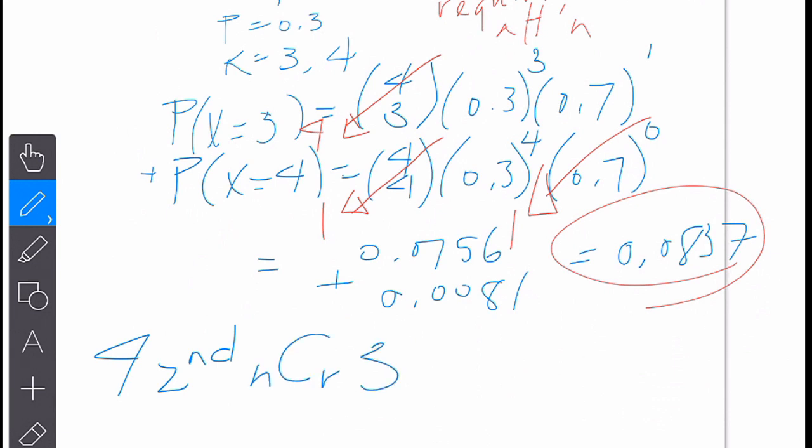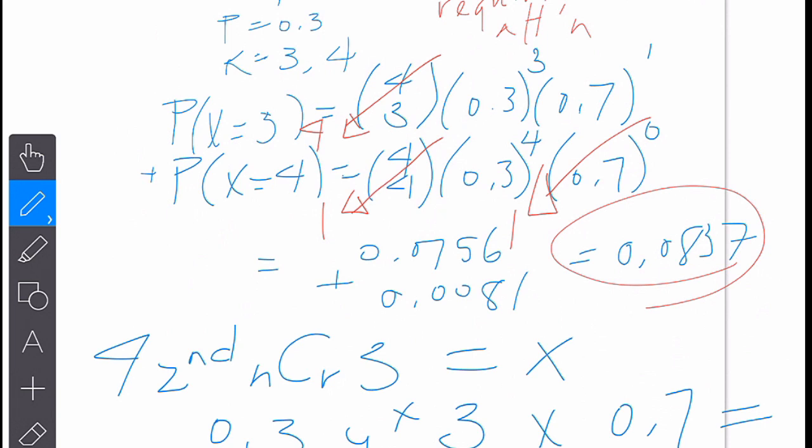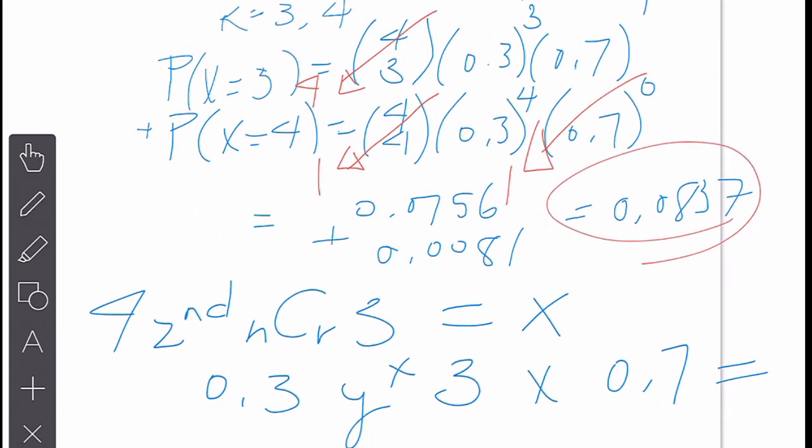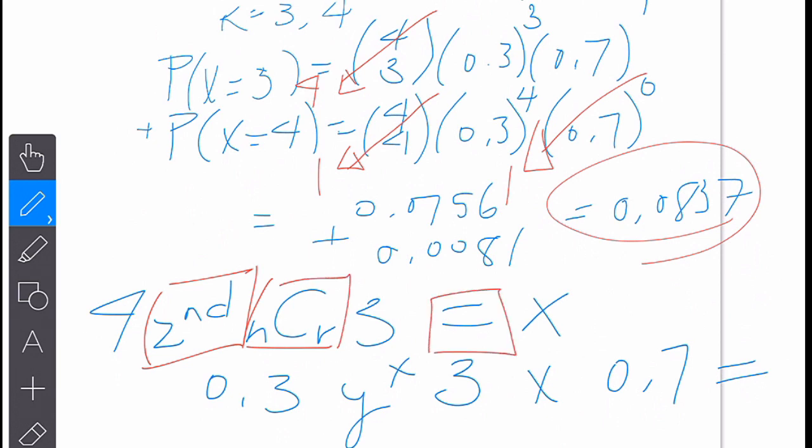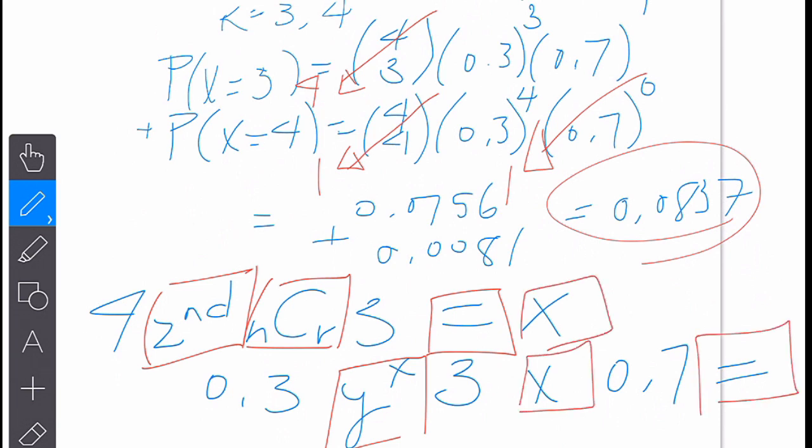3, then say equals, and then times, and then 0.3, y to the x, 3, times 0.7, equals. That should give you the answer. And those are just the symbols. Okay, try that and let me know if you get my numbers.